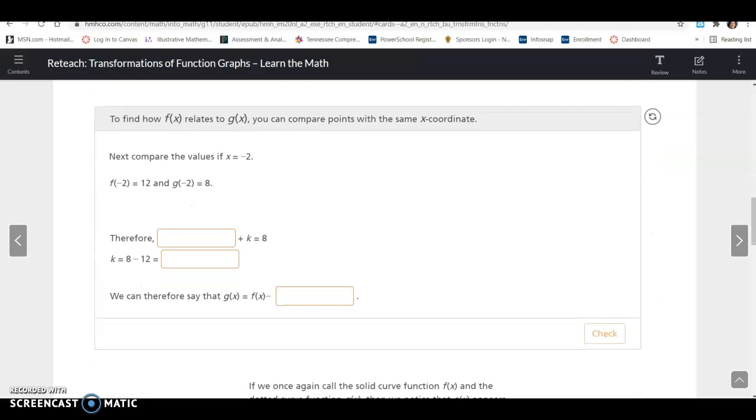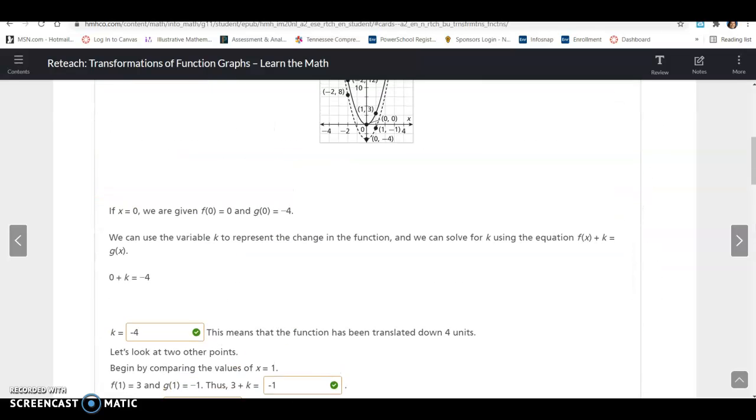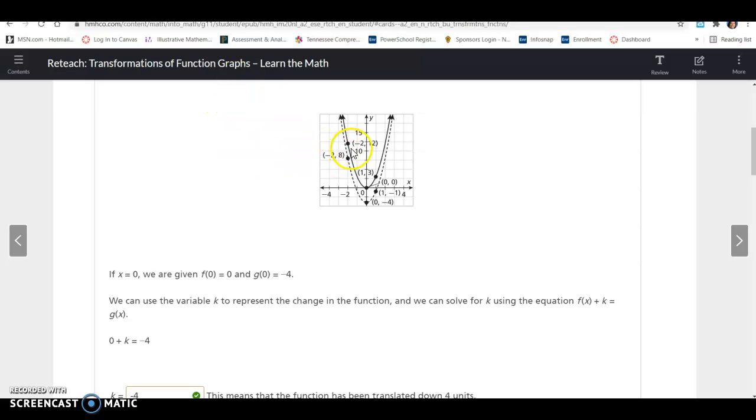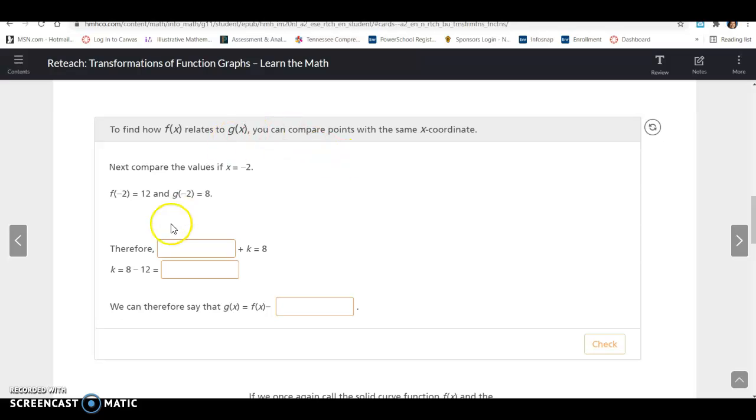To find how f(x) relates to g(x), you can also compare points with the same x coordinate. Next, compare the values if x = -2. When x is -2, f(x) was 12 and g(x) was 8. That 12 and 8 are coming straight from the graph above. Therefore, 12 + k = 8. Remember, k is our -4 now. So 12 + -4 = 8.